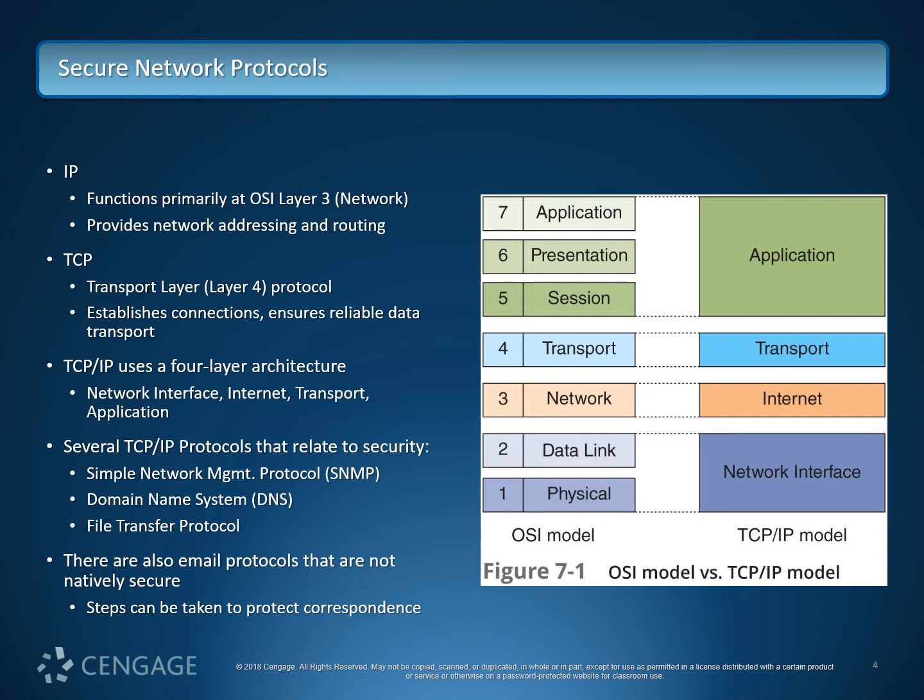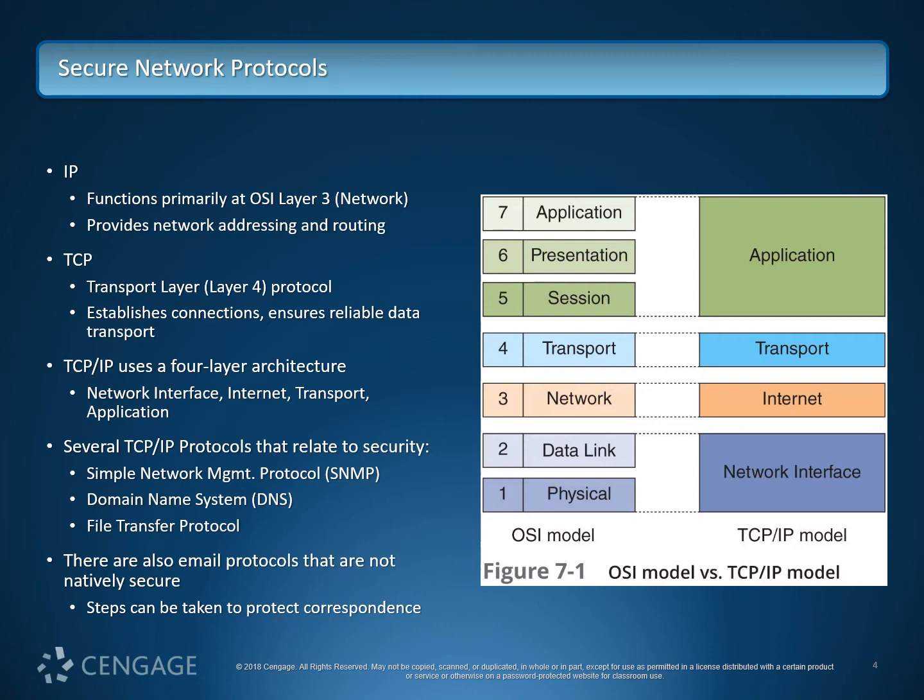So some other TCP/IP protocols we might deal with relate to security. So SNMP, Simple Network Management Protocol, DNS, Domain Name Service, and FTP, File Transfer Protocol. There's also email protocols that we have to be aware of that are not natively secure. They do not have intrinsic encryption. So this means that even though they are not necessarily natively going to be able to give us a secure solution, it doesn't mean that we can't use them. It just means that we'll have a little bit of extra work to do.